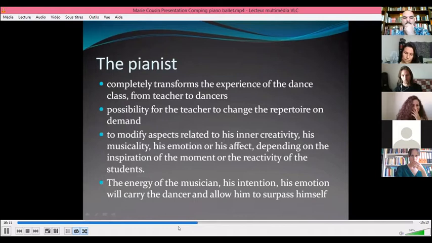From the point of view of the dancers, the presence of the pianist transforms the experience of the dancer. The energy of the musician, his intention, his emotion will carry the dancer and allow him to surpass himself, to transcend these different exercises. Several dancers contacted attended dance classes accompanied in particular by Laurent Choukroun from the CNSMDP and Paris Opera School of Dance, and testified to the specificity of his incredible pianistic performance in terms of expressiveness.